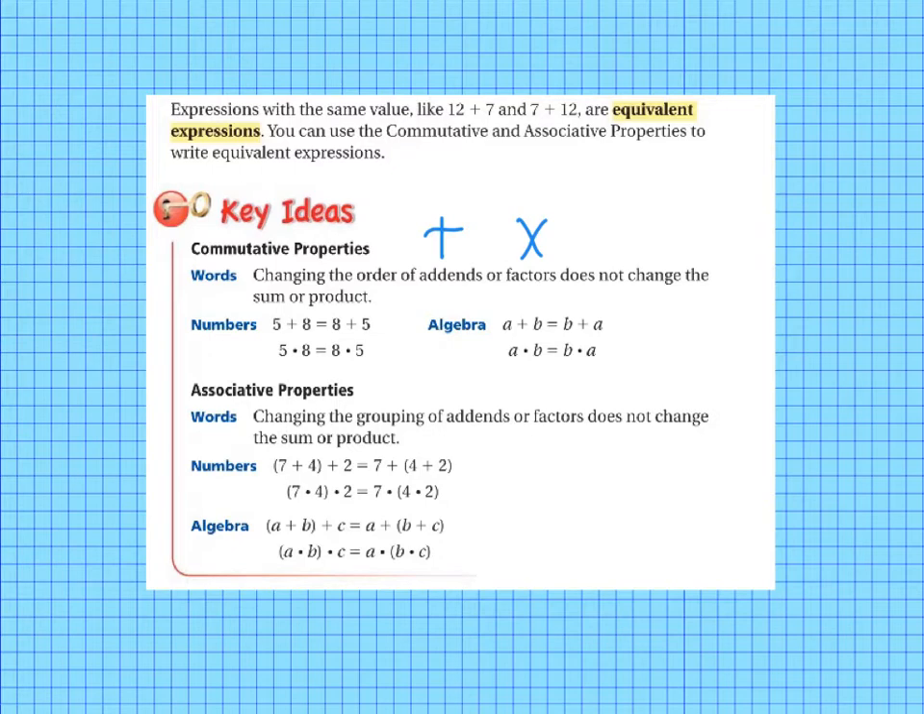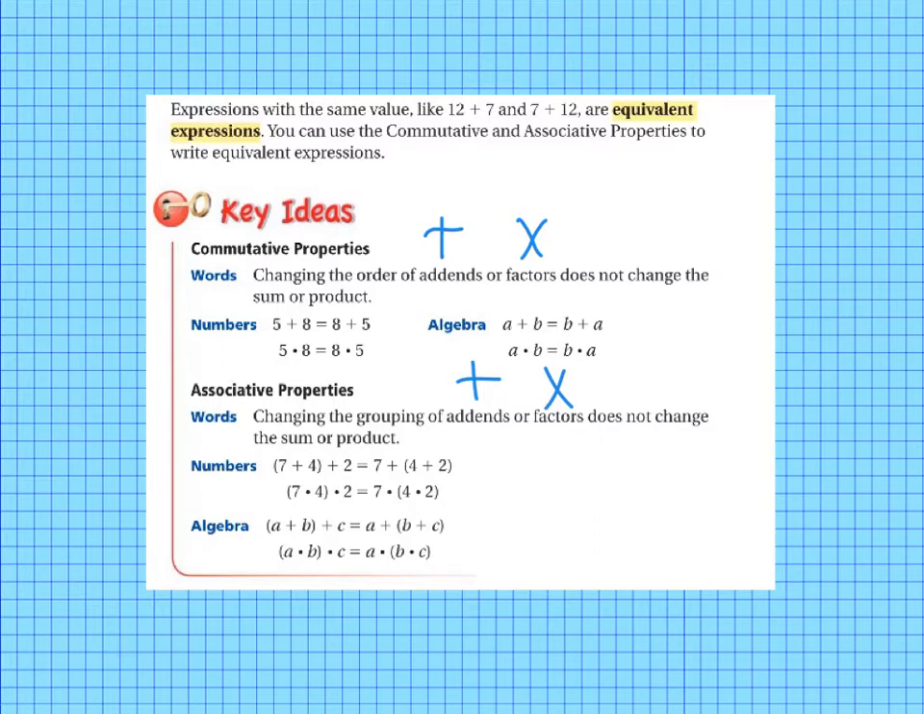Now let's move down to associative properties. The words for that are changing the grouping of addends or factors does not change the sum or the product. So this is moving parentheses or other grouping symbols around in the product. When that does not change the sum or the product, then you're using the associative property.